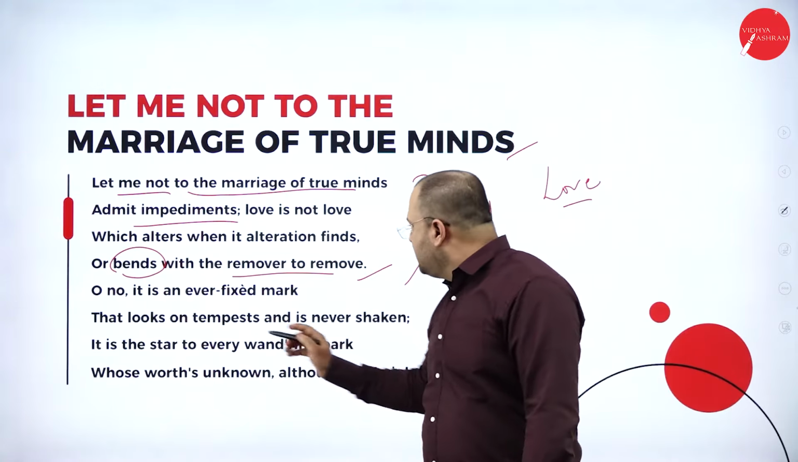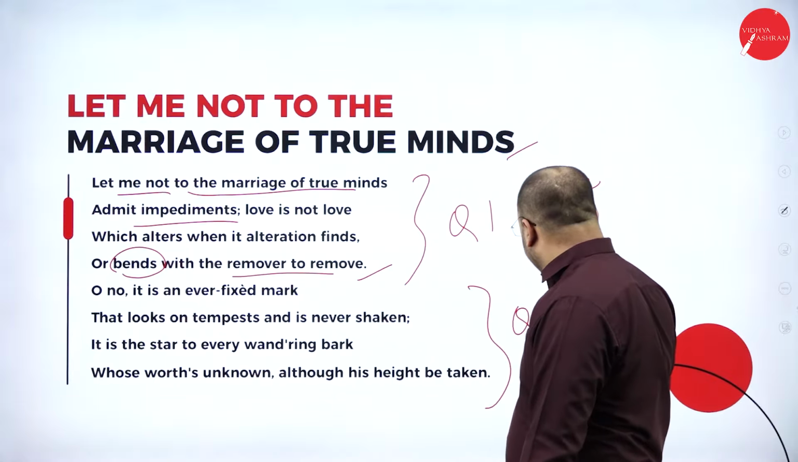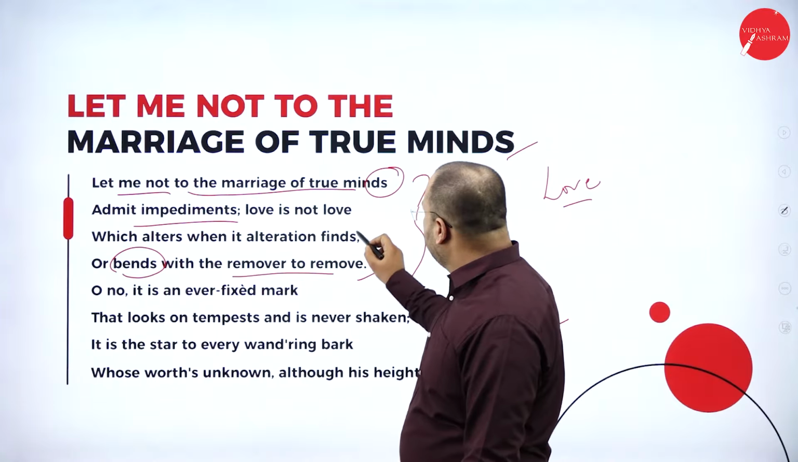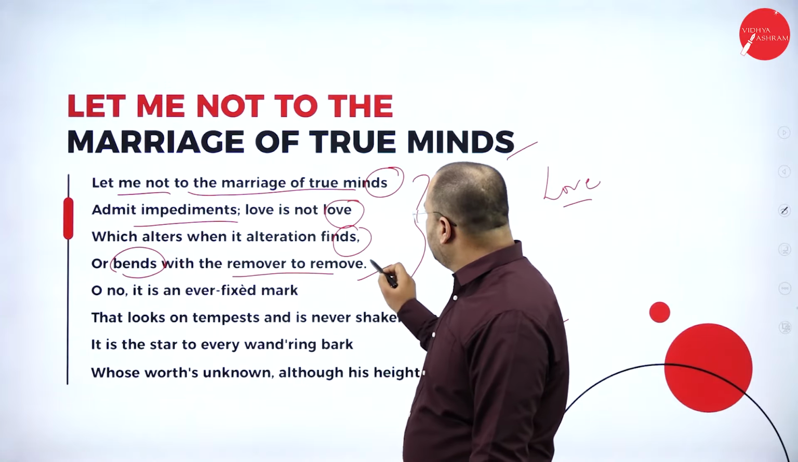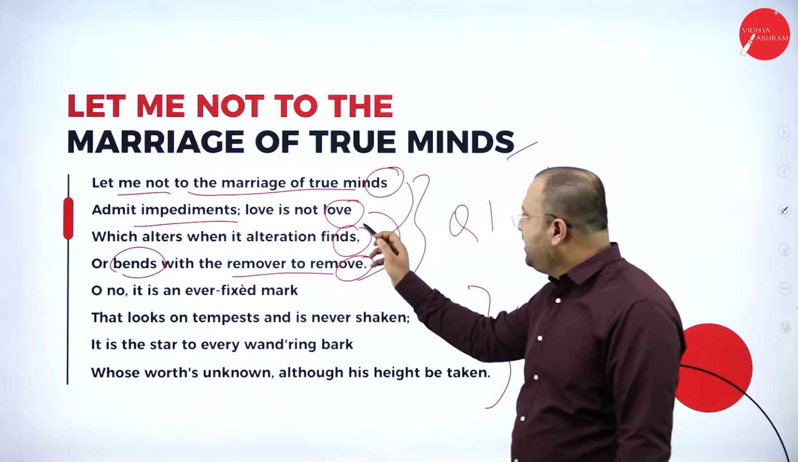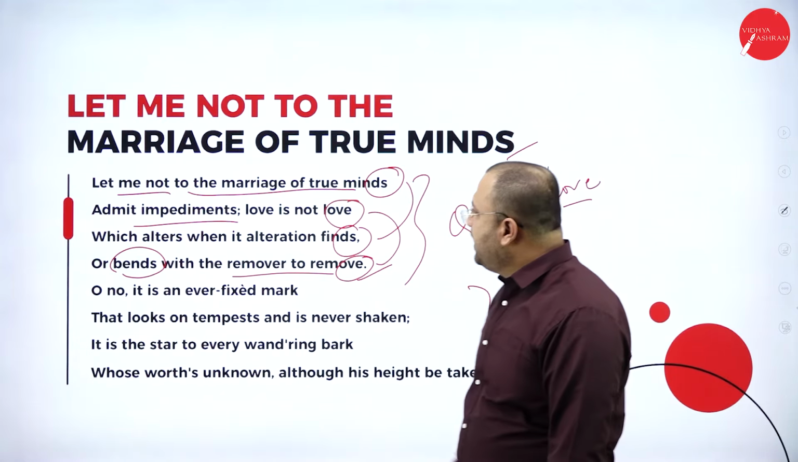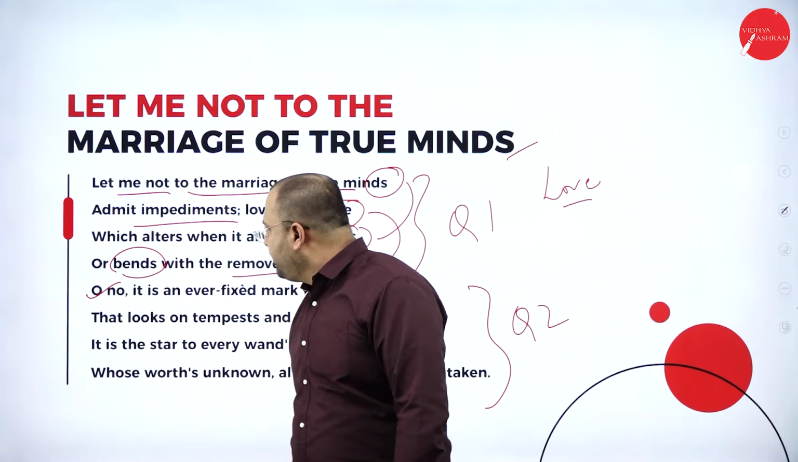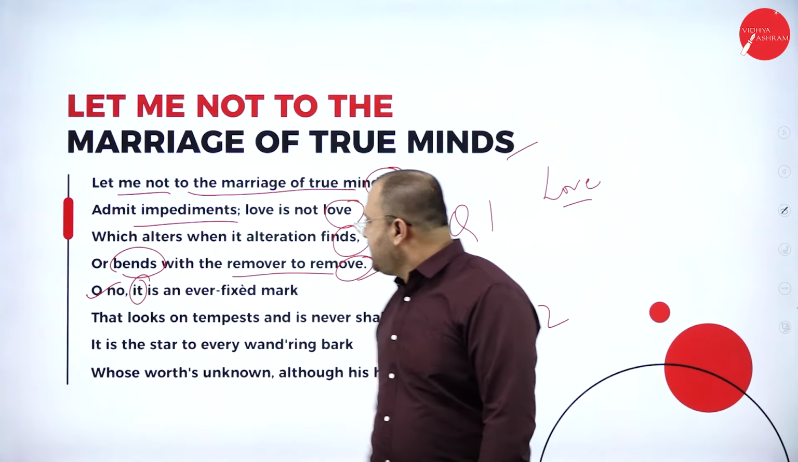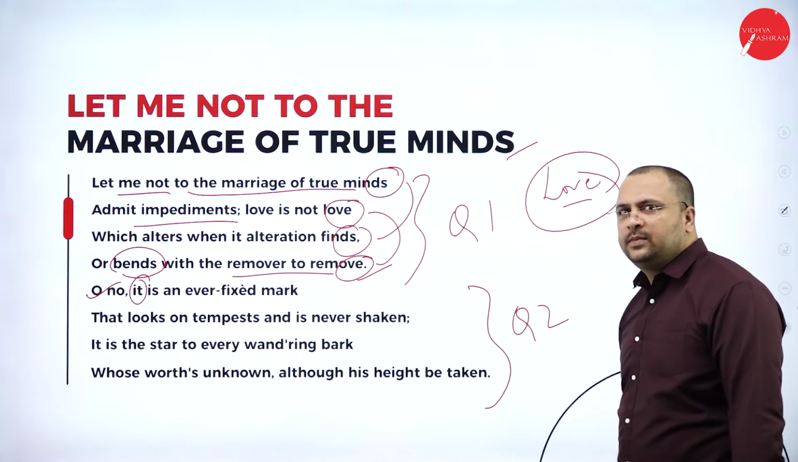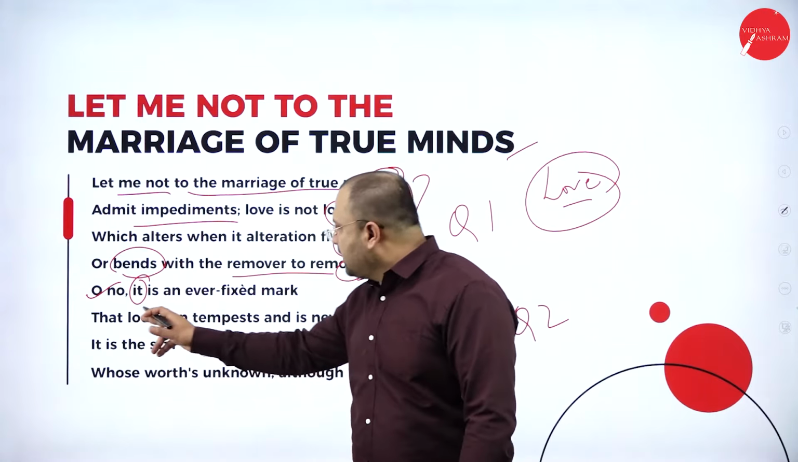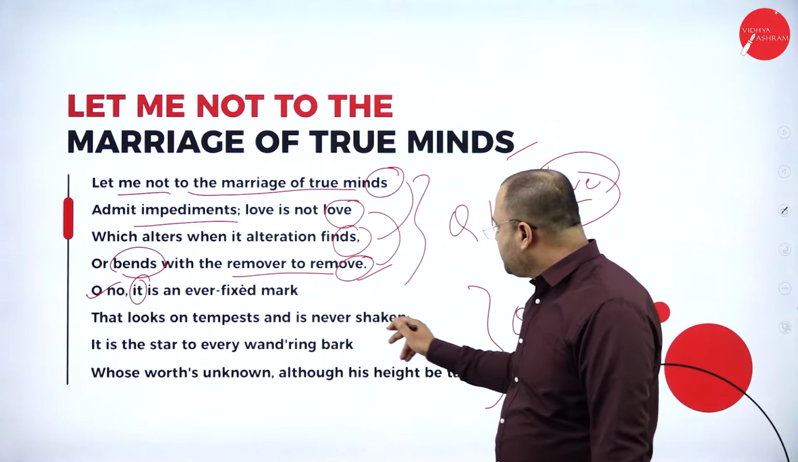Now coming to the second quatrain, the next four lines. I hope you observed this: minds, finds, love, remove. They are rhyming with each other, AB, AB. Coming to the second quatrain, he talks about, no, oh no, it's an ever fixed mark. What is it? Now this, it is love. So he's talking about love. Oh no, love is an ever fixed mark that looks on tempests and is never shaken.